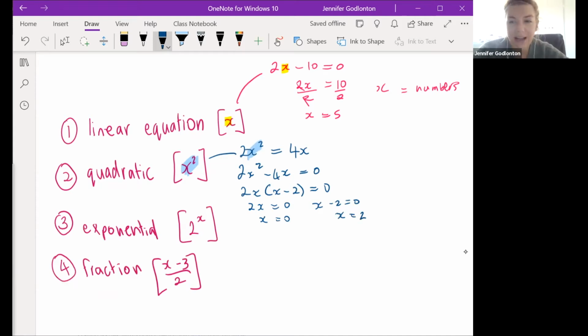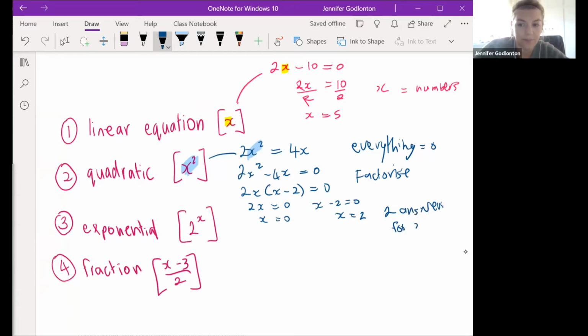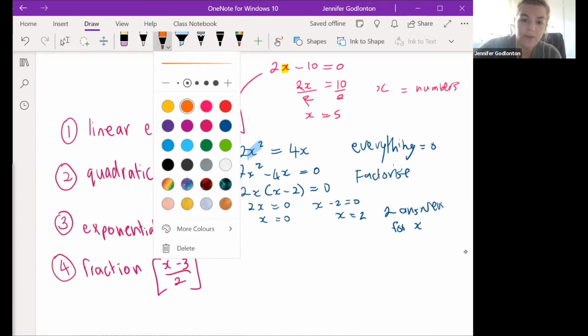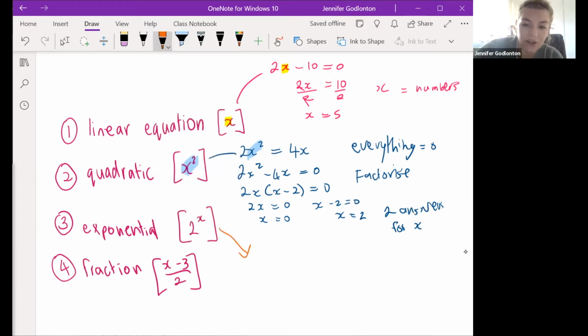So when we have a quadratic, we want to move everything to one side and make it equal to 0. Then we want to factorize and we are going to get two answers for x. Okay, that's if we have a quadratic. Next, if we have an exponential, we want to get them to the same base as each other.